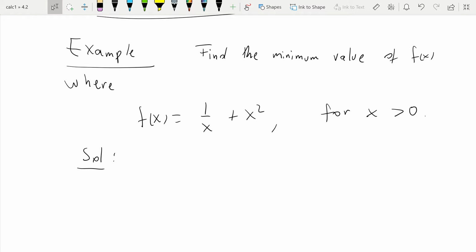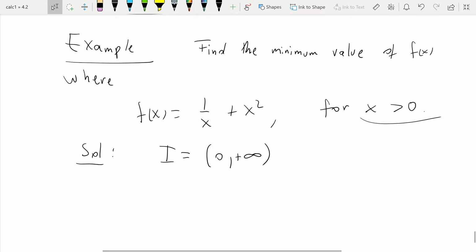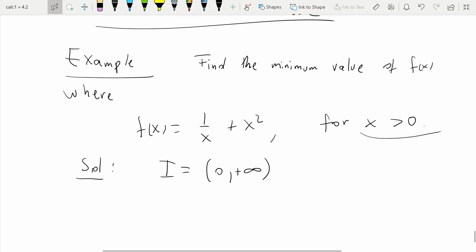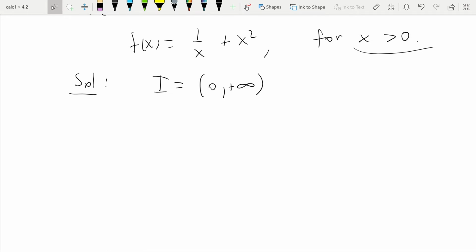So this function, and we're only considering positive values of x. In fact, the interval is the interval 0, comma, plus infinity. So it's an open interval, and the right endpoint is not really a number. This means that we consider all values of x that are greater than 0, but still an open interval, and a semi-infinite interval at that. This illustrates everything that we need to know in order to tackle these kinds of problems where you're asked to maximize or minimize functions defined on open intervals.